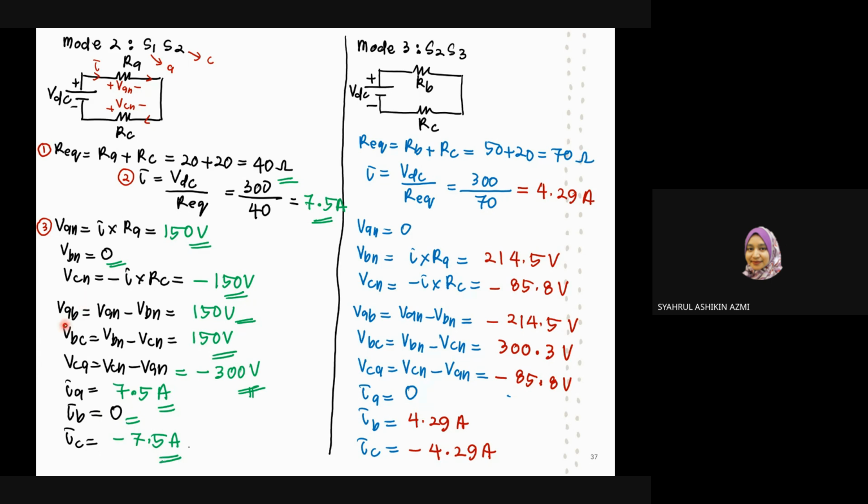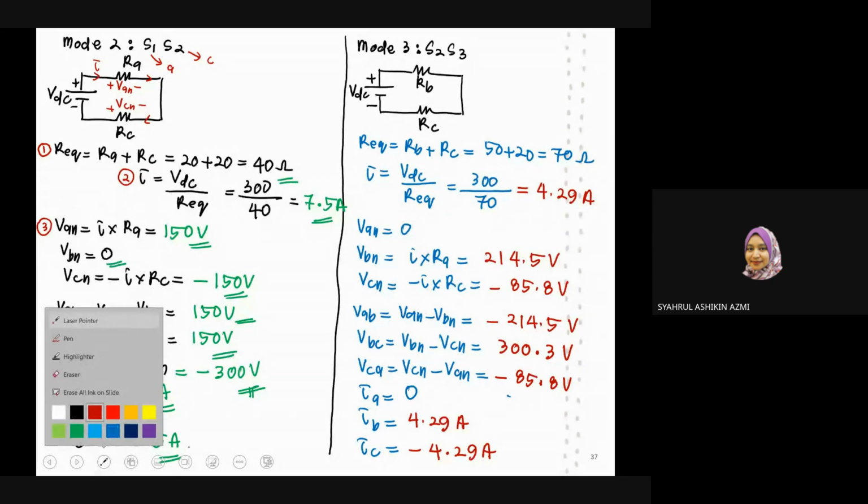Right. So for line-to-line voltage, if let's say that is needed, so these are the calculations. Okay. And then for the phase current, IA is 7.5 ampere, IB is 0, and IC is negative 7.5. So you have this information of your phase voltage here and your R of the loads. You can always find your current over here. Okay, so for mode 3, you have S2 and S3.